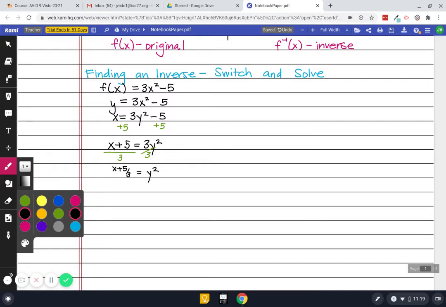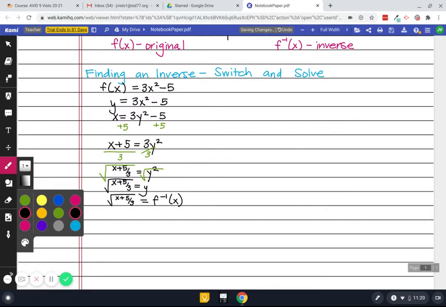And then I'm going to finish by undoing squared with a square root. So here's where we've landed. X plus 5 over 3, the square root of that, equals y. But we started with f of x, so we are going to finish by changing it back to f of x notation. Okay? So that's a problem that we just worked through.